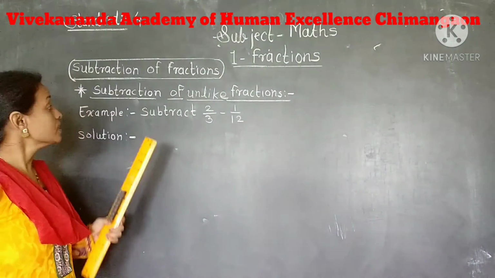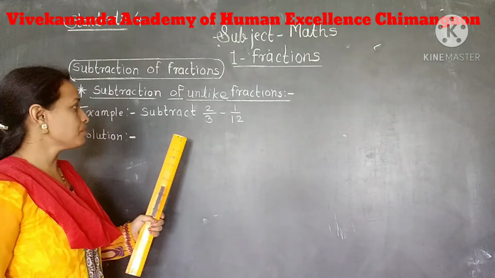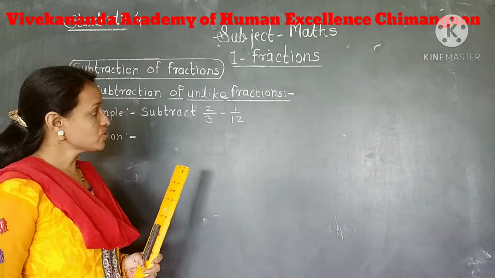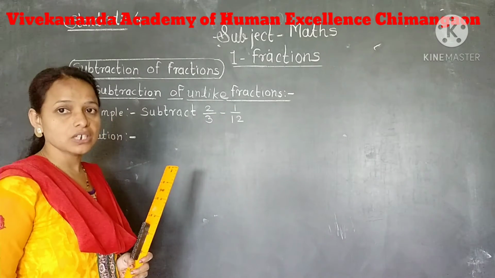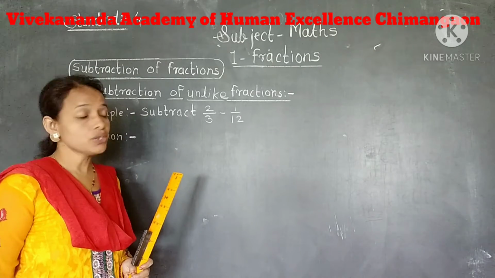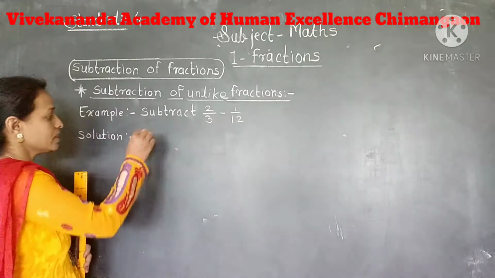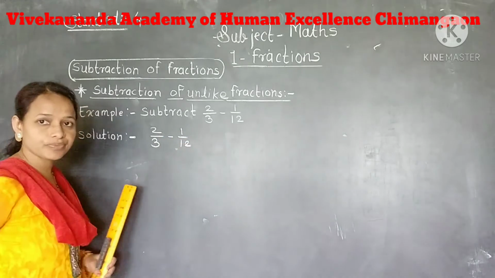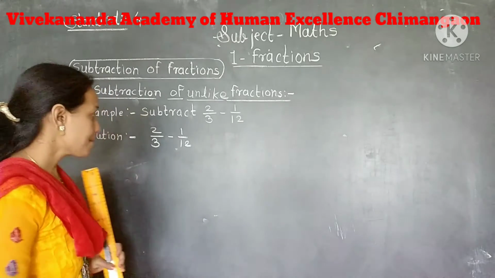Next, we will see subtraction of unlike fractions. See its example. Subtract 2 upon 3 minus 1 upon 12. See students, 2 upon 3 and 1 upon 12 are unlike fractions. So first we have to convert these unlike fractions into like fractions. For that we have to find the LCM. So look here, 2 upon 3 minus 1 upon 12. We will find the LCM of 3 and 12.